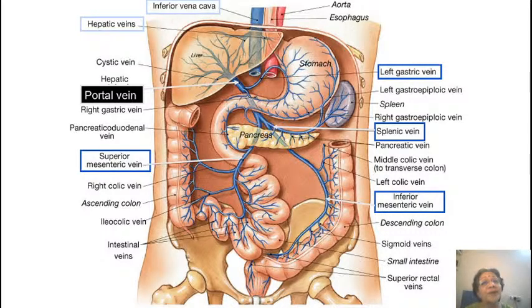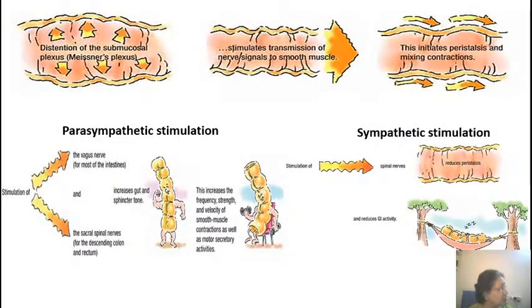So all your vitamins and your water and your electrolytes and whatever else has been absorbed from here will go back to the liver first. So we have the sigmoid veins, tributaries to the inferior mesenteric vein. This is the vascular distribution for the sigmoid colon. What about the nerve supply?